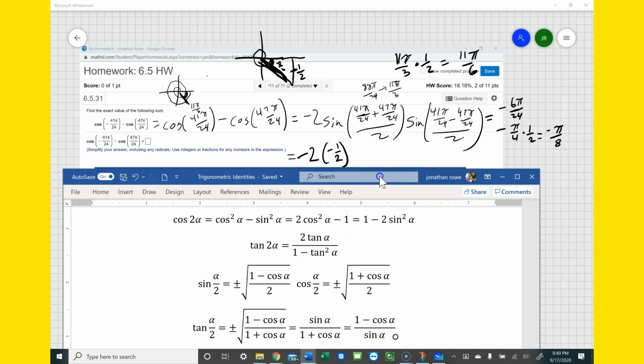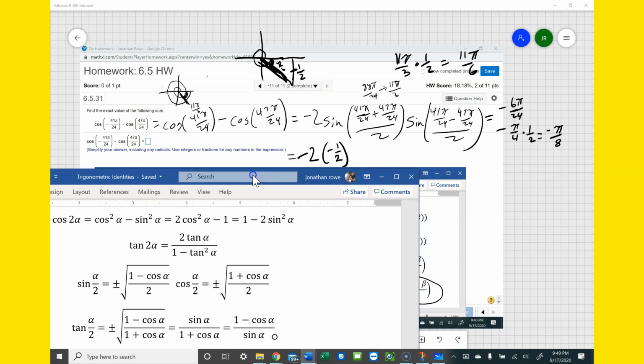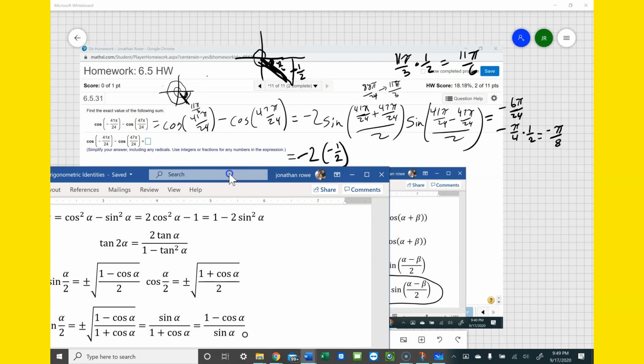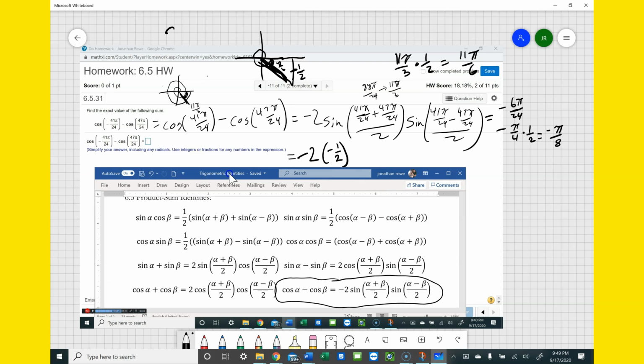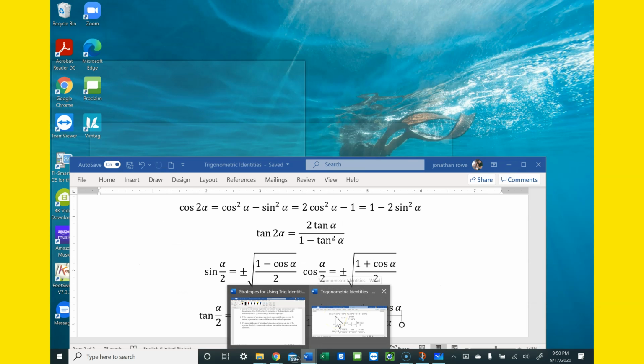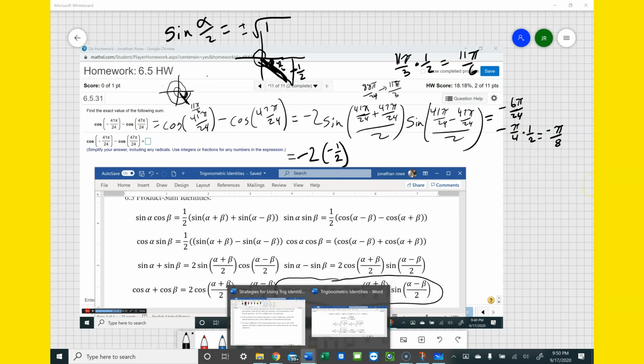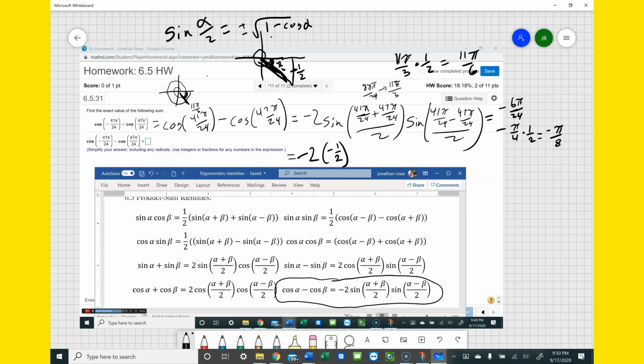I think I'm going to use this half angle identity. Sine of alpha over 2 equals plus or minus the square root of 1 minus cosine alpha over 2. Okay, I'm going to have to use that, I do believe.